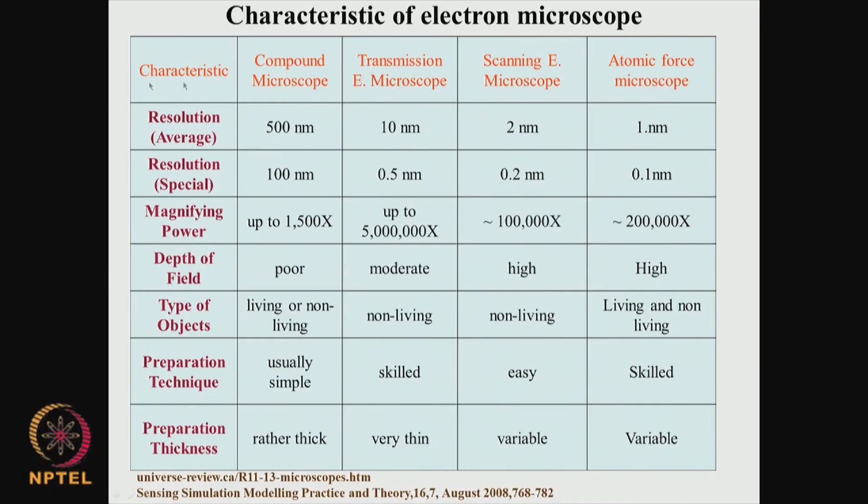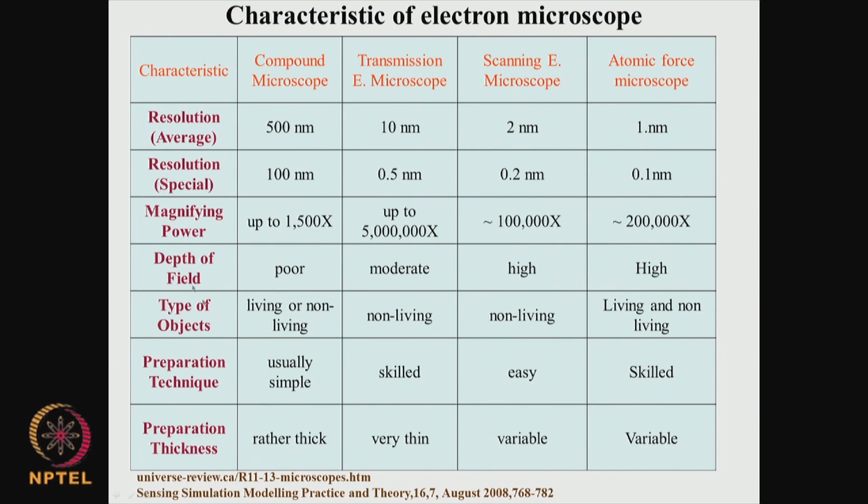If you look at resolution, a normal compound light microscope is 500 nanometers, TEM will go up to 10 nanometers, scanning electron microscope maybe 2 nanometers, atomic force 1 nanometer. Magnifying power we can go up quite a lot. Depth of field: TEM is moderate, scanning electron is high, atomic force is also high. Depth of field for a compound microscope, because you are viewing from the top, we can't go very low down.